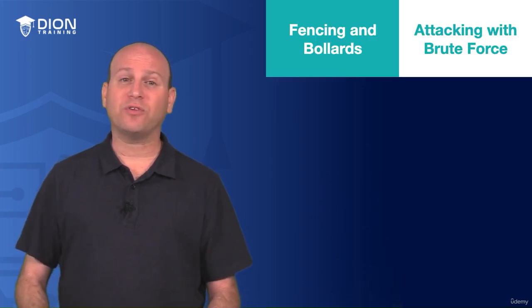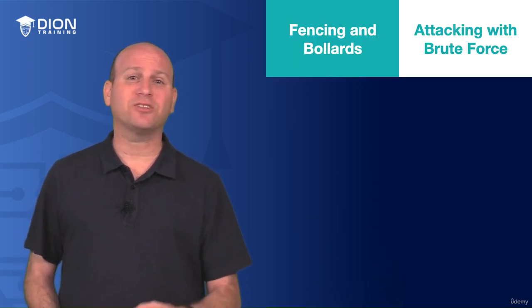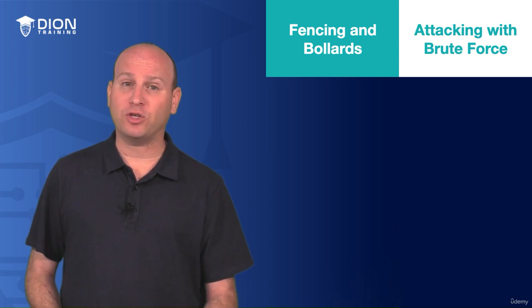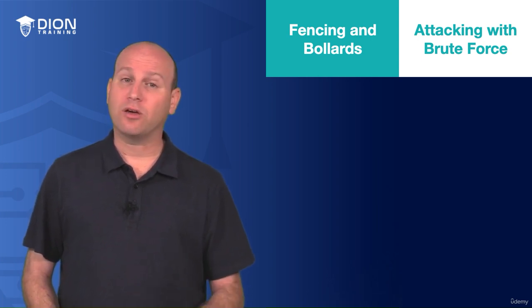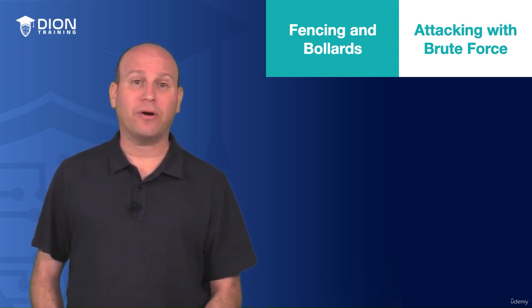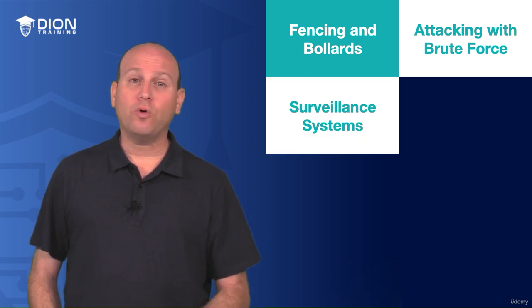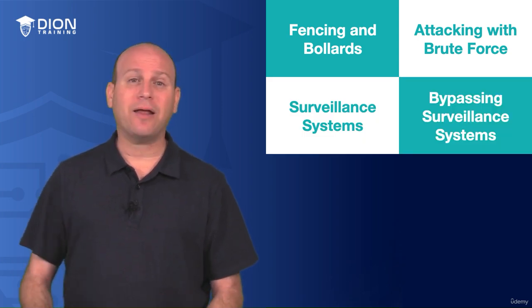Next, we'll cover the different types of brute force attacks that are focused against our physical security, including forcible entry, tampering with security devices, confronting security personnel, and ramming a barrier with a vehicle. Then, we'll focus on our coverage of surveillance systems and how to bypass them.